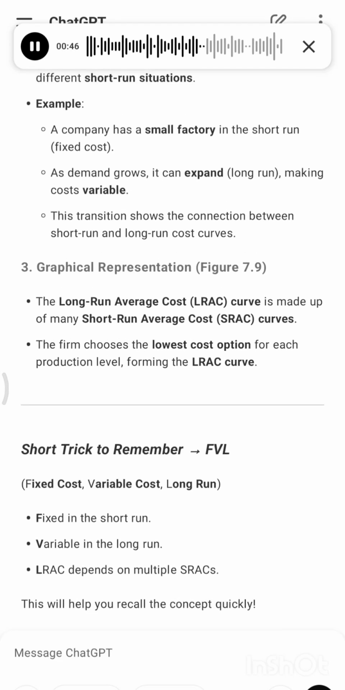3. Graphical representation, figure 7.9. The long-run average cost, LRAC, curve is made up of many short-run average cost, SRAC, curves. The firm chooses the lowest cost option for each production level, forming the LRAC curve. Short trick to remember: F fixed cost, V variable cost, L long run. Fixed in the short run, variable in the long run. LRAC depends on multiple SRACs. This will help you recall the concept quickly.